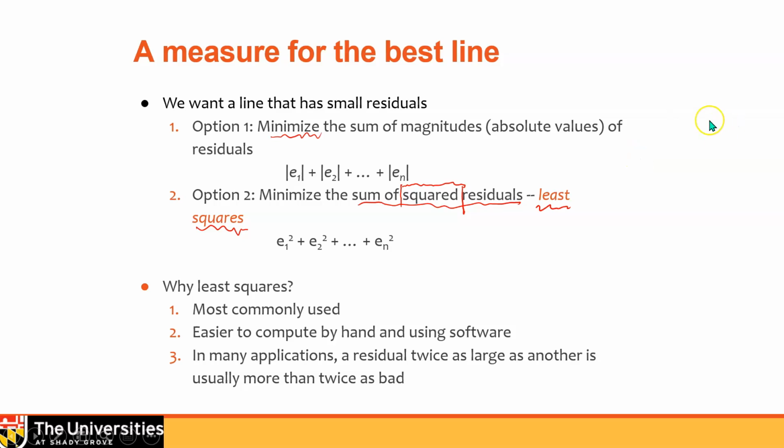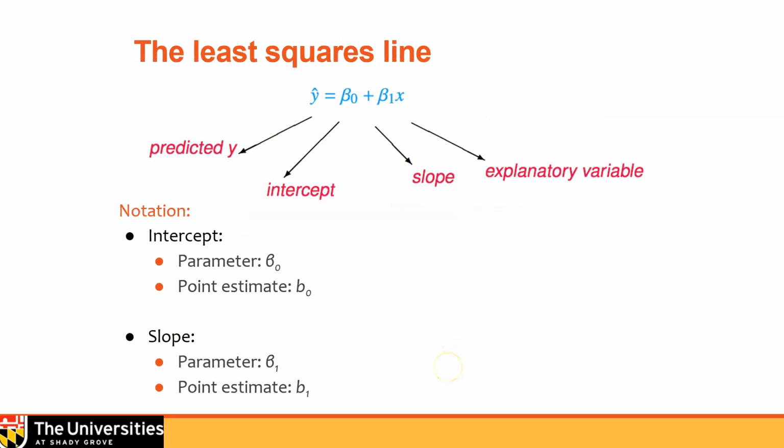In the R demo that I show you, I'm going to let you visualize that. It's the most commonly used. You can actually compute it by hand. Thank heavens we don't need to do that for this class, and we're not going to. For many applications, a residual twice as large as another is usually more than twice as bad, which is something that we want to take into account. We want to have some way of magnifying differences.